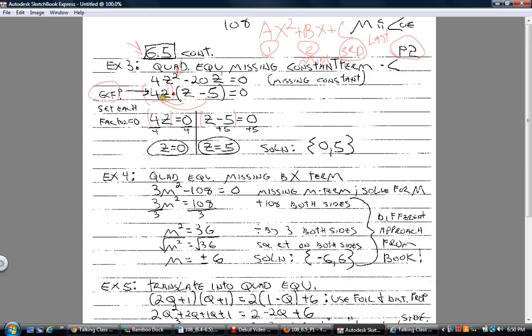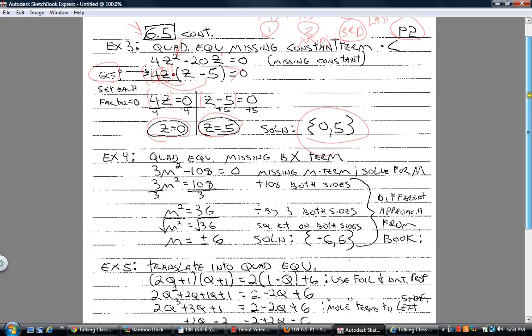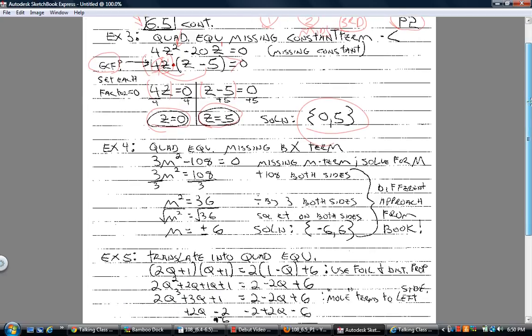Why? Because inside these parentheses you got to get a value of 0. Something times something, you got to have a 0 in one of these to produce a 0. Okay, I know I'm going overboard with it, but I want you to drill that into your head. So take 4z, set it equal to 0, divide by 4, z equals 0. And this guy, add 5 to both sides, z equals 5. Your solution is the set 0, 5. Okay, not too bad once you see a couple of these here with missing the third term.